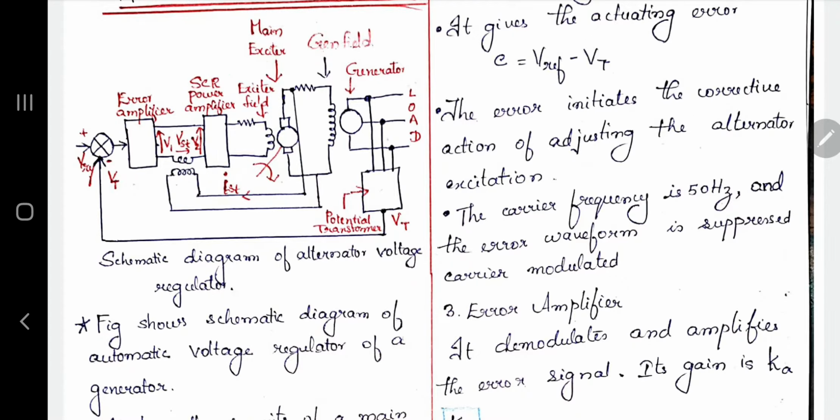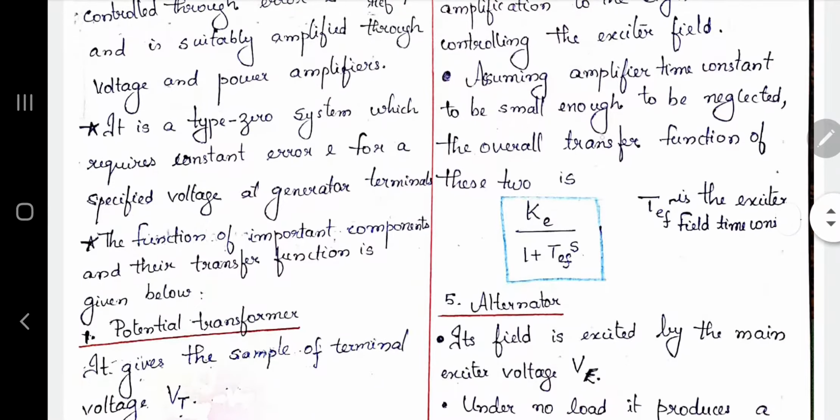So we can neglect the time constant of the SCR power amplifier. The remaining term will be the only one inside the transfer function, and the transfer function becomes Ke divided by 1 plus TEF into S, where TEF is the exciter field time constant.